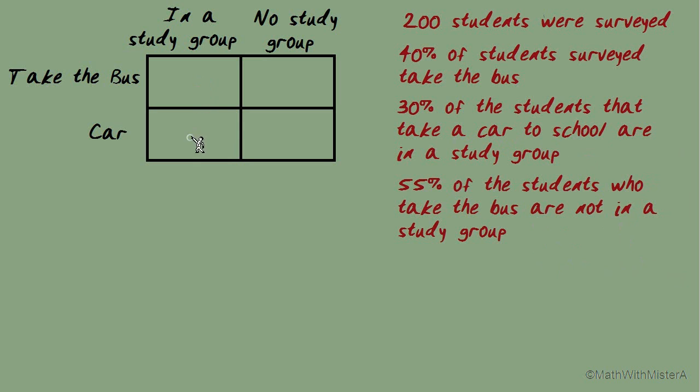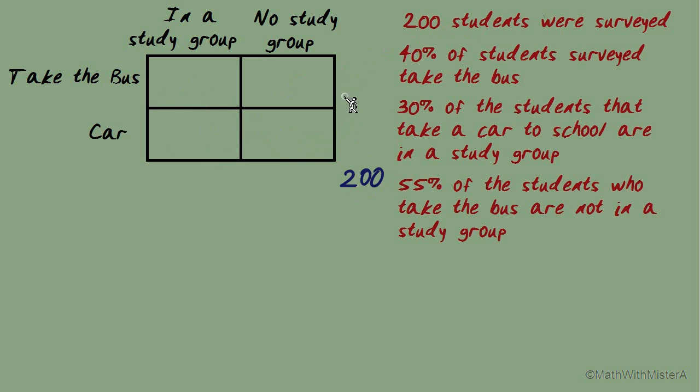This table has 4 spots for us to have quantities for students who take the bus and are in a study group, students who take the bus and are not in a study group, students who take a car and are in a study group, and students who take a car and are not in a study group. And there were 200 students total surveyed, so the total of all 4 of these quantities would be 200. We can put that total down here.